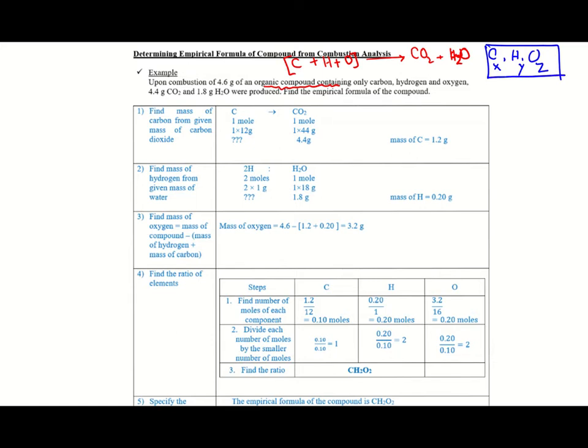Those are three unknowns. You are given here that the total mass of the organic compound was 4.6 grams, and you are given the masses of the combustion products: 4.4 grams of carbon dioxide and 1.8 grams of water. How to get this? You need to make a simple calculation.